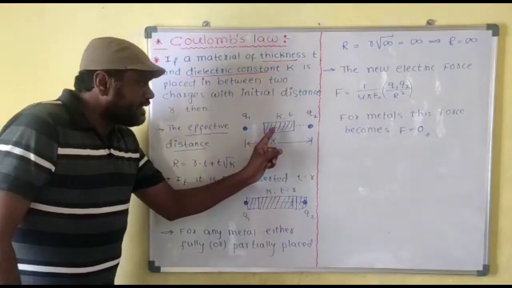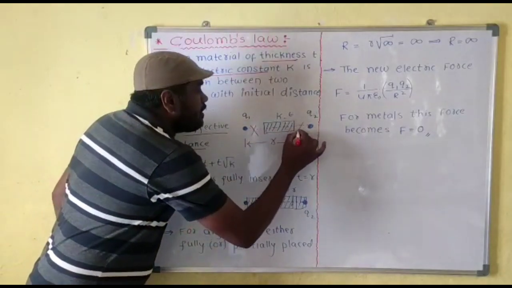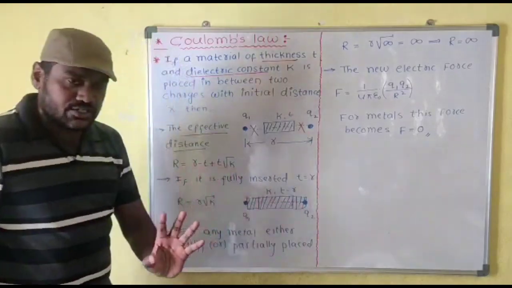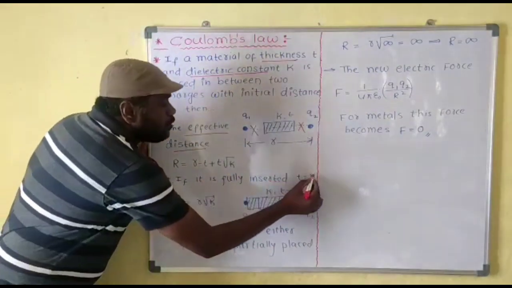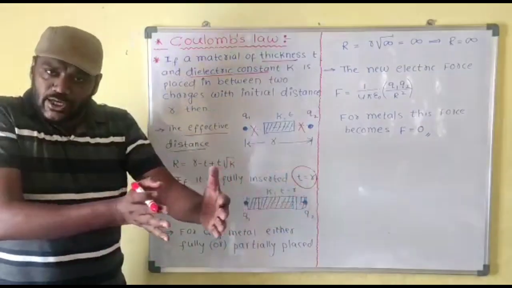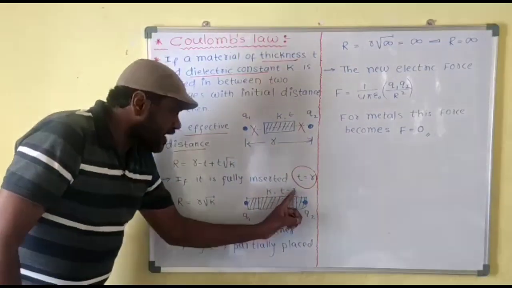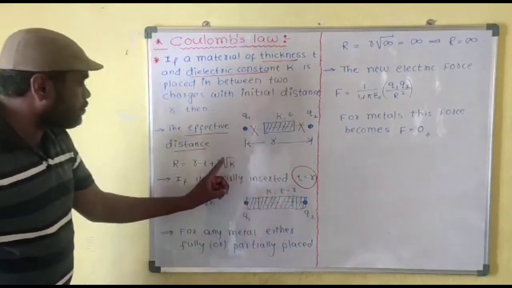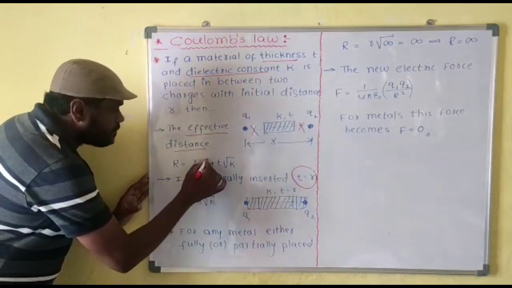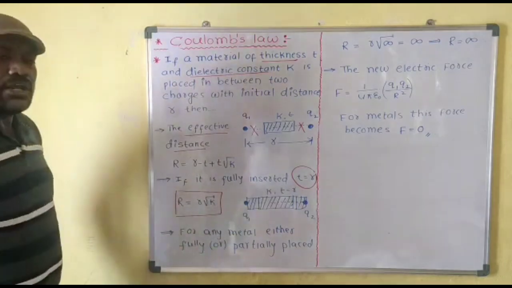But if this material is placed fully, meaning you are not leaving any gap, and you place it completely from the first charge to the second charge, then T is equal to R. It is occupying the total distance between the two charges. Therefore the thickness is equal to the distance, and substituting here, R minus T, that is T minus T, is equal to 0. Therefore this part becomes 0, and the remaining effective distance R' is equal to R into root K.